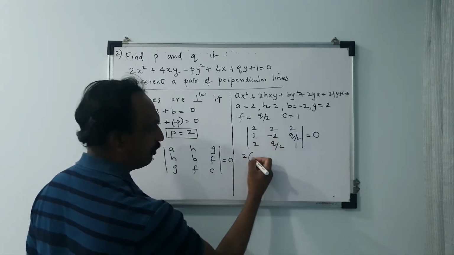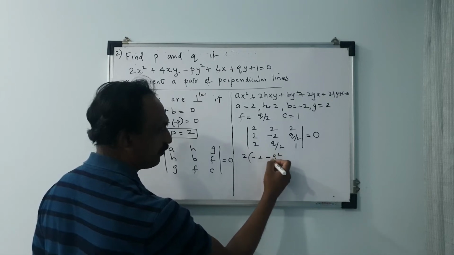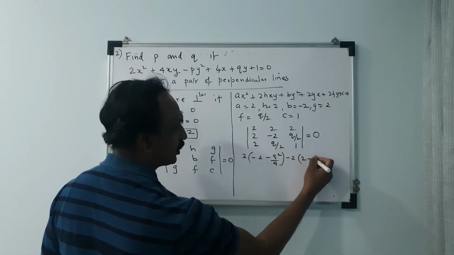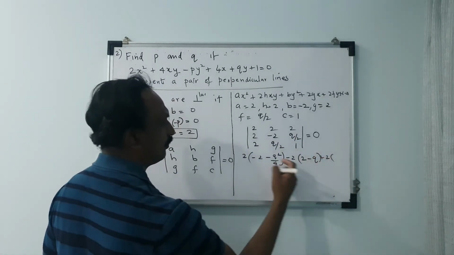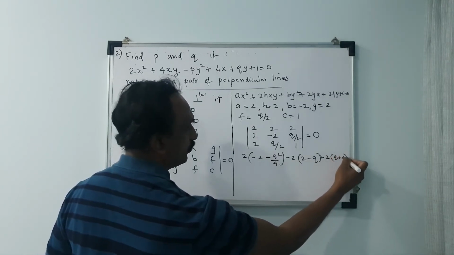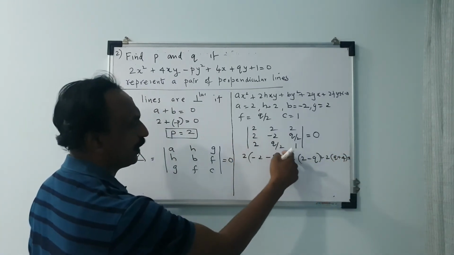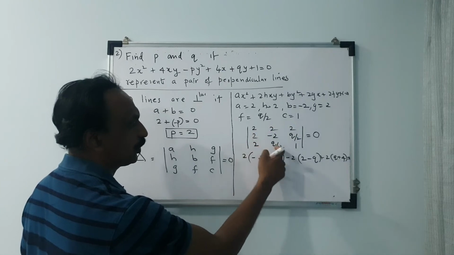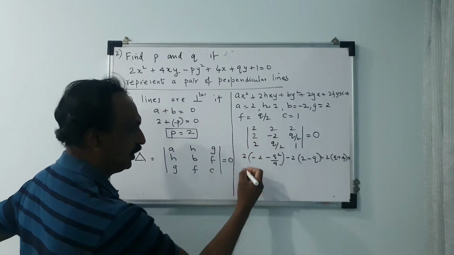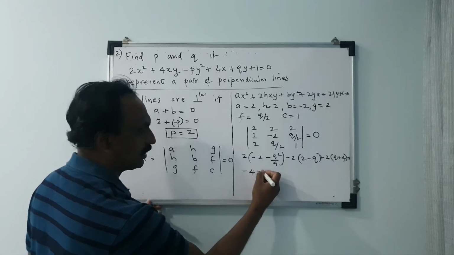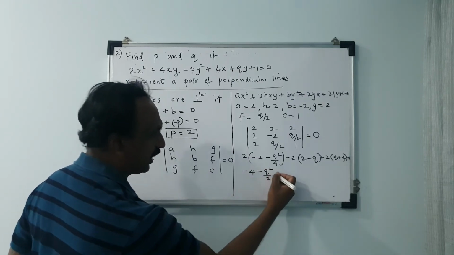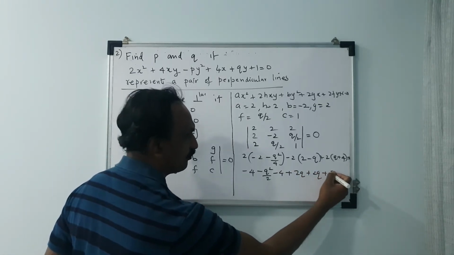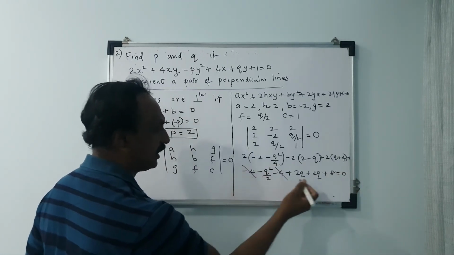So 2 into minus 2 minus q square by 4 minus 2 into 2 minus q plus 2 into q plus 4 should be 0. Once again let me check. 2 into minus 2 minus q square by 4, minus 2 into 2 minus q, 2 into q minus minus plus 4. So minus 4 minus q square by 2, again minus 4 plus 2q plus 2q and plus 8. So 8 will get cancelled.